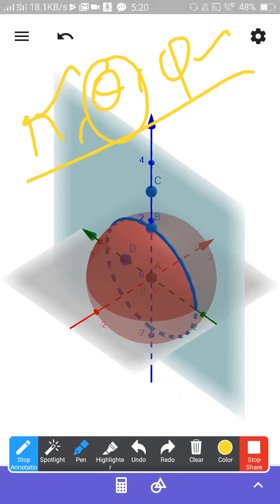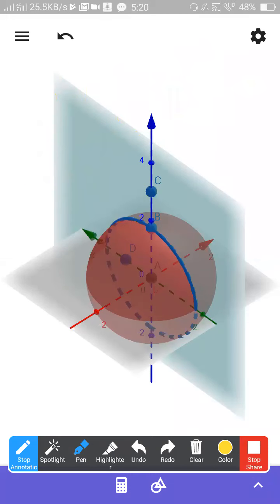Now let's draw theta is equal to something. Theta is equal to something is what, sir? A cone. That cone may be in the top plane or in the bottom plane, depending on theta. Now I will choose theta between 0 to 90 degrees.